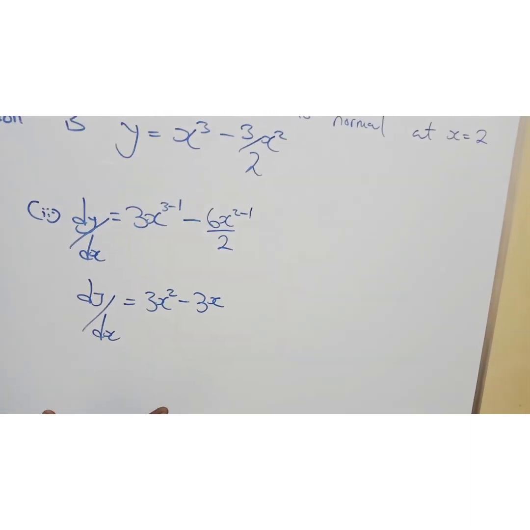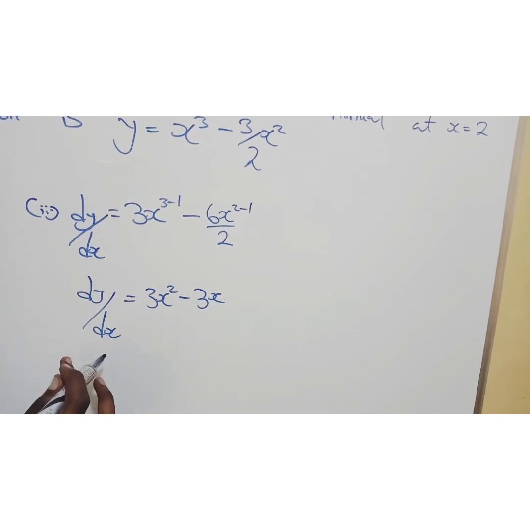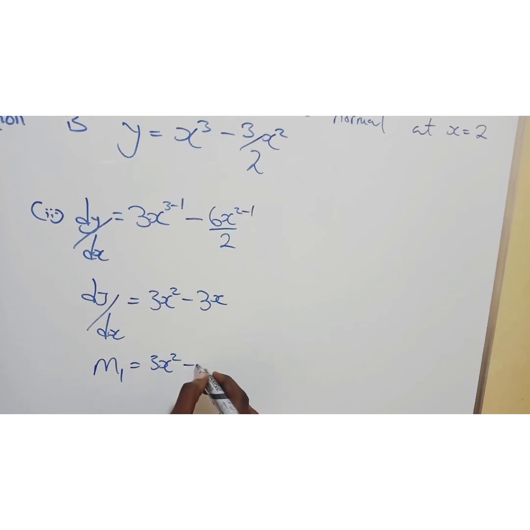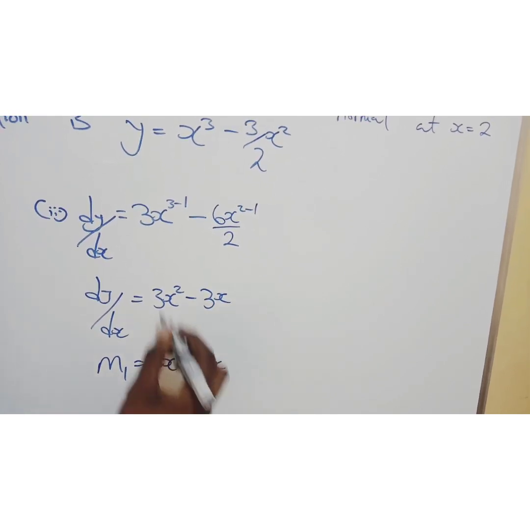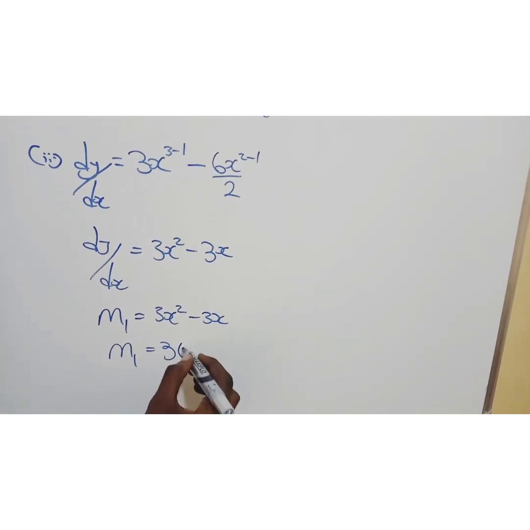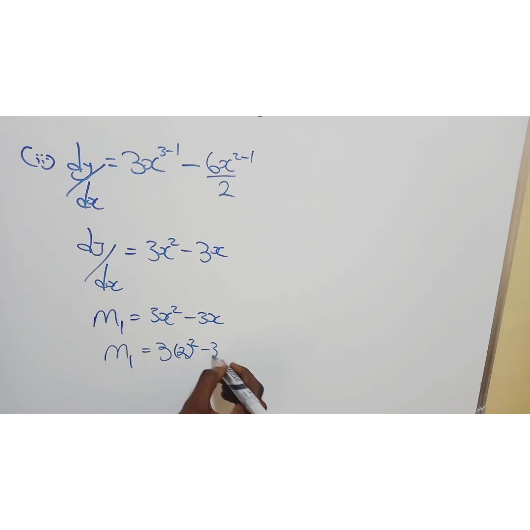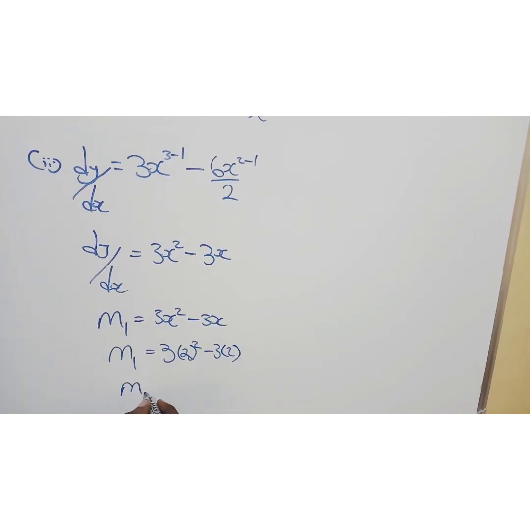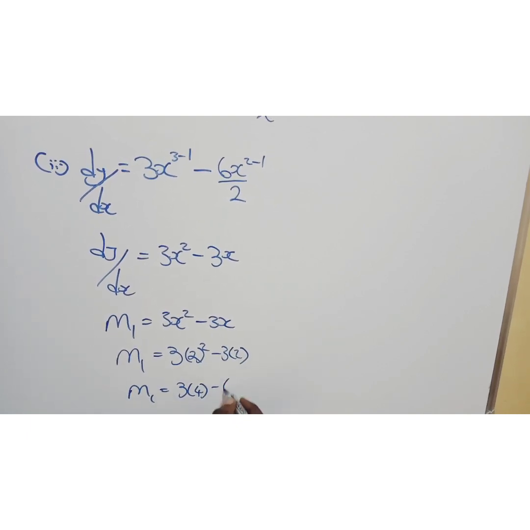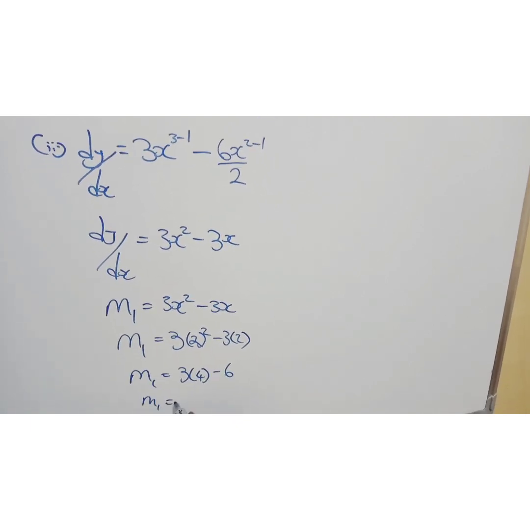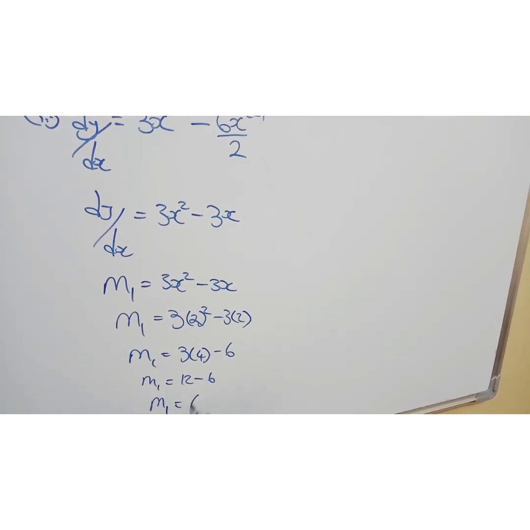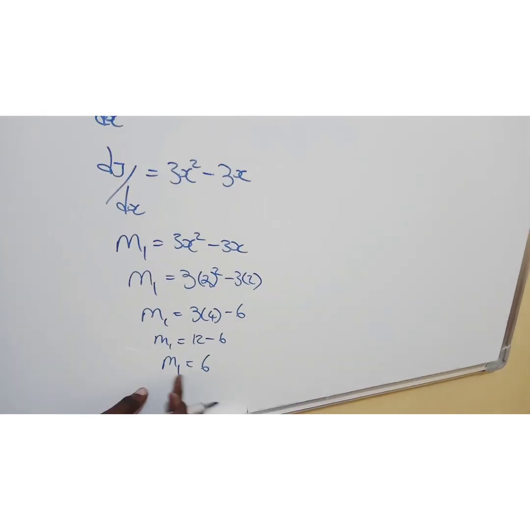Yeah, you are following the steps. The next thing now is to find your m1. So m1 is equals to the derivative you have found. Our x we are given is 2. Remember in the question they said x is 2. So we have 3 times 2 to the power 2 minus 3 times 2. So m1 is equals to 3 times 4 minus 6, so that gives us 12 minus 6. So m1 is equals to 6. You have found your m1.